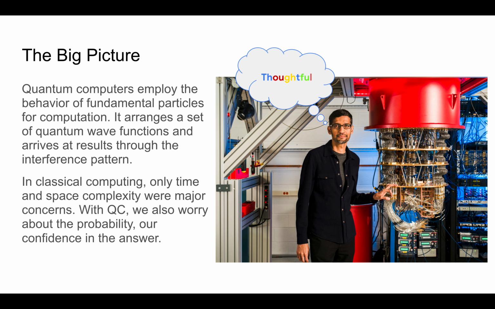So in classical computing, when we had just circuits and switches, the only major concerns were time and space complexity, like how long the algorithm took to complete, because each step was performed subsequently. And space was like how much data it could store, or how much it had to keep in memory, because some algorithms depend on keeping track of previous answers.